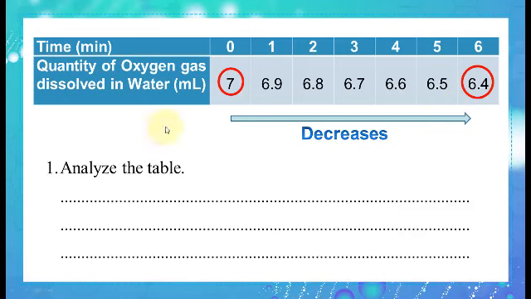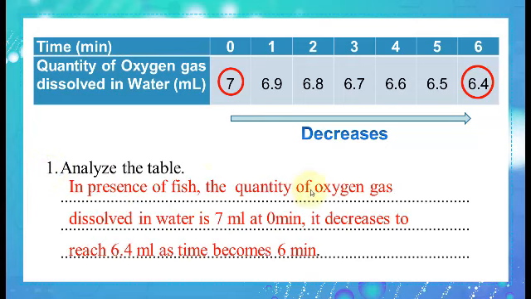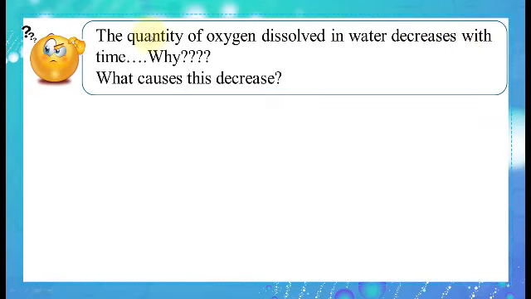Now answer number 1 in your worksheet. Analyze the table. In presence of fish, the quantity of oxygen gas dissolved in water is 7 milliliters at 0 minutes. It decreases to reach 6.4 milliliters as the time becomes 6 minutes. We notice that the quantity of oxygen gas dissolved in water decreases with time. Why? What causes this decrease? Yes, it is the fish. The fish causes this decrease.